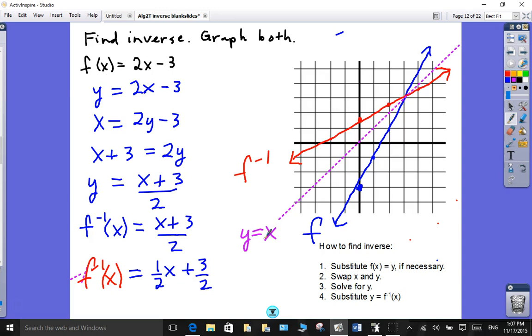I'm just graphing a straight line. Y-intercept is -3, the slope is 2. Up 2 over 1, up 2 over 1, up 2 over 1. I mean, it's just straight lines. This one is from 3/2. Slope is 1/2. Up 1 over 2, 1 over 2.